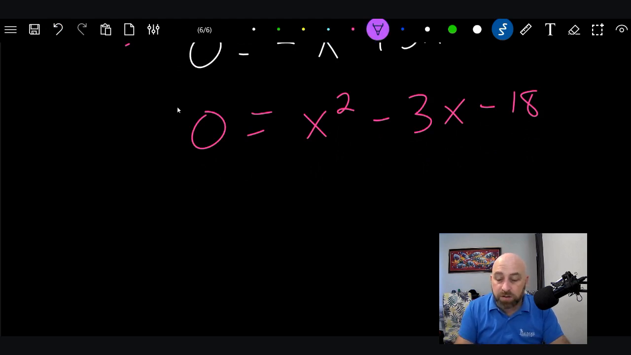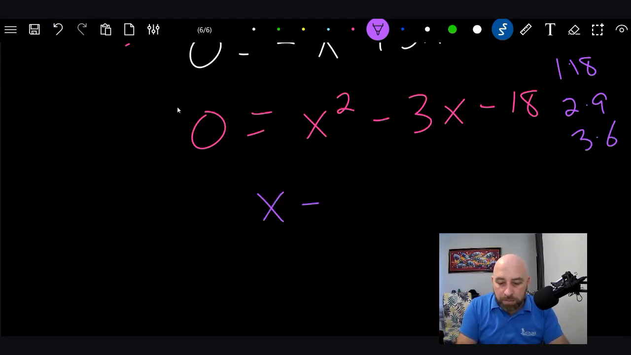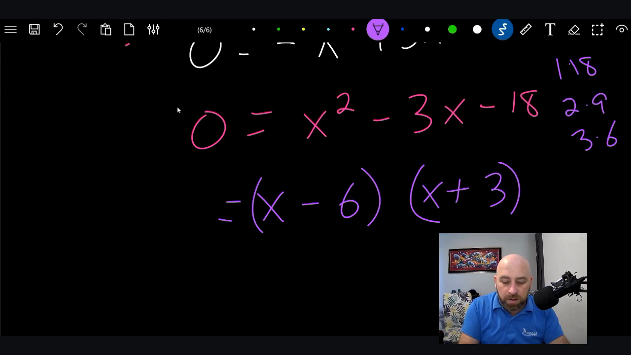So what does that factor out to? 18 factors out to 1 and 18. It factors out to 2 and 9. Again, we're trying to get this -3 here. It factors out to 3 and 6. There we go. That's what can give us the -3. So we're going to have x minus 6 times x plus 3. And again, this is still all equal to 0.